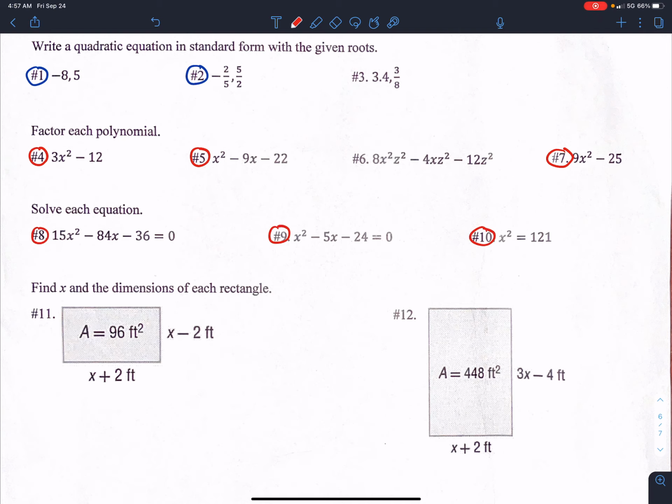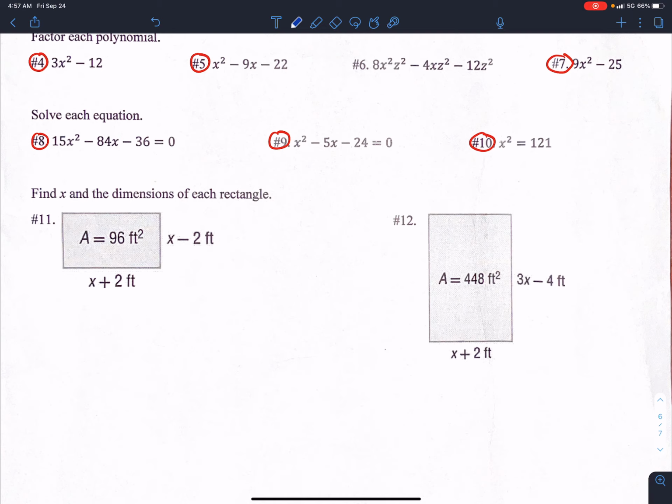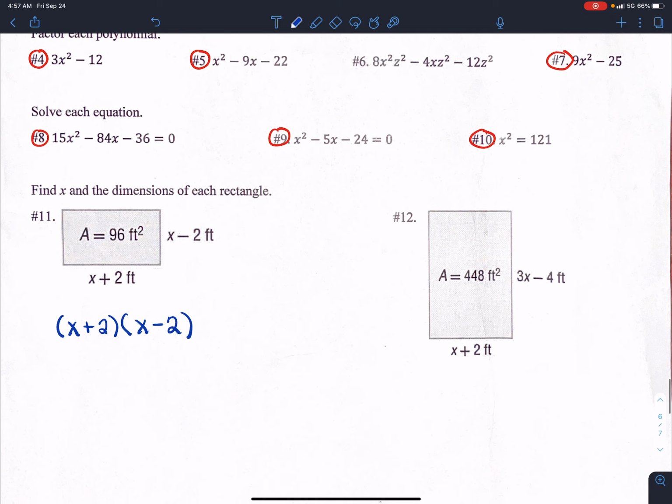It is saying this is a square. So your binomials on this one are x plus 2. Remember, it's always length times width times x minus 2. Okay, so on this one here, they want you to create a trinomial. Same thing on number 12. So I want you doing 11 and 12.